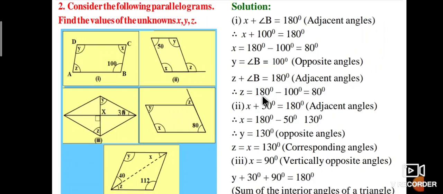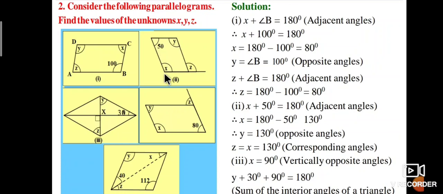Therefore, angle z is equal to 180 minus 100, is equal to 80 degrees. Okay, because angle y is equal to angle B is equal to 100 degrees, because opposite angles are equal. Similarly, angle x is equal to angle z, that is equal to 80 degrees, because the opposite angles in a parallelogram are equal.